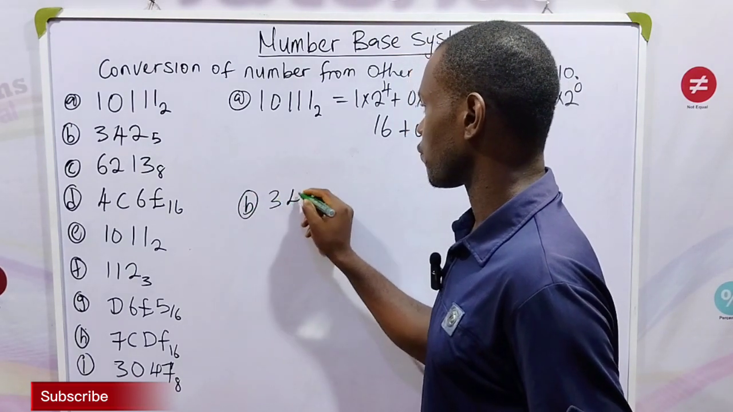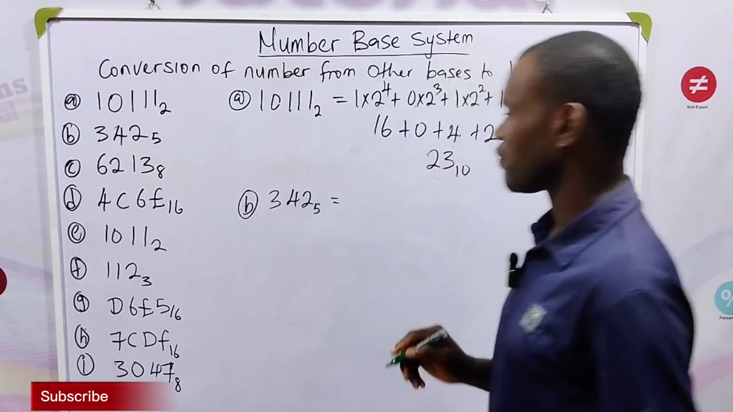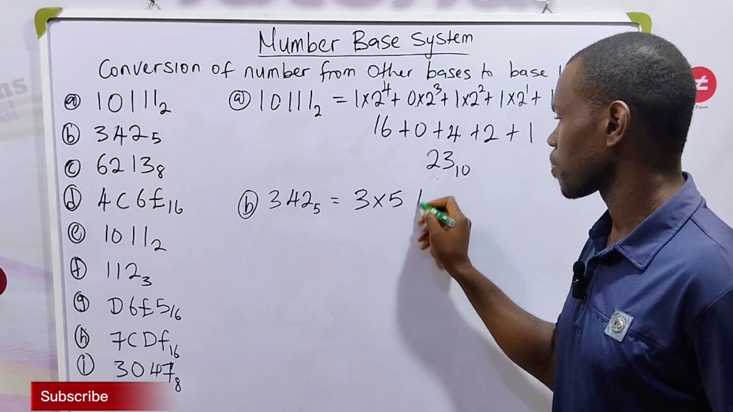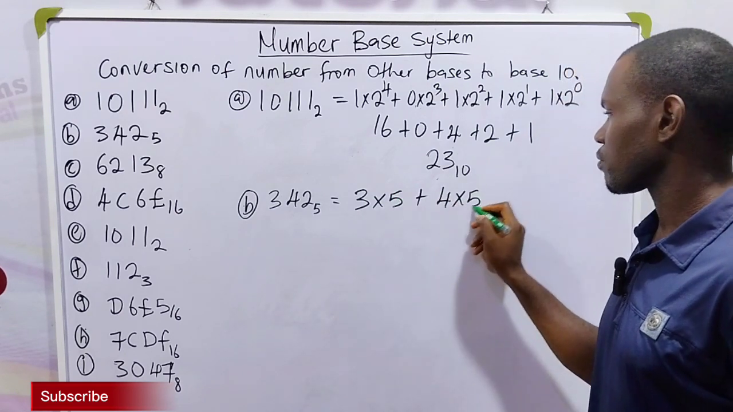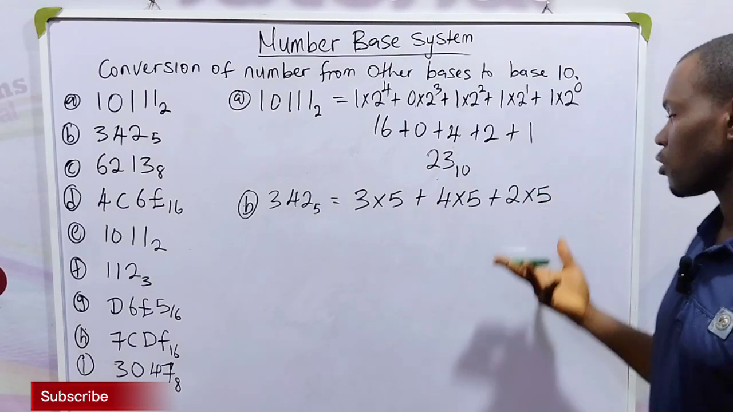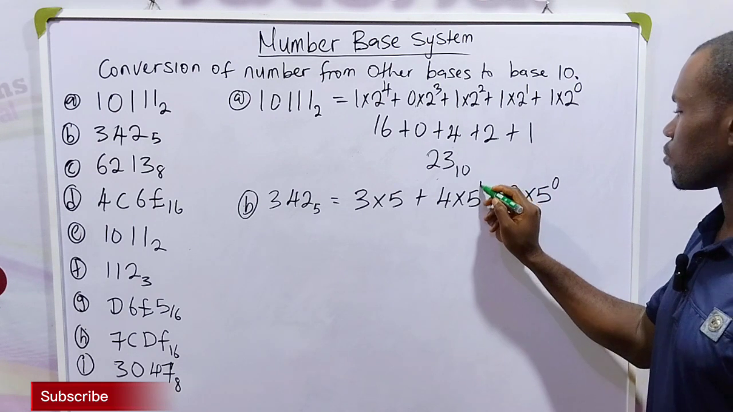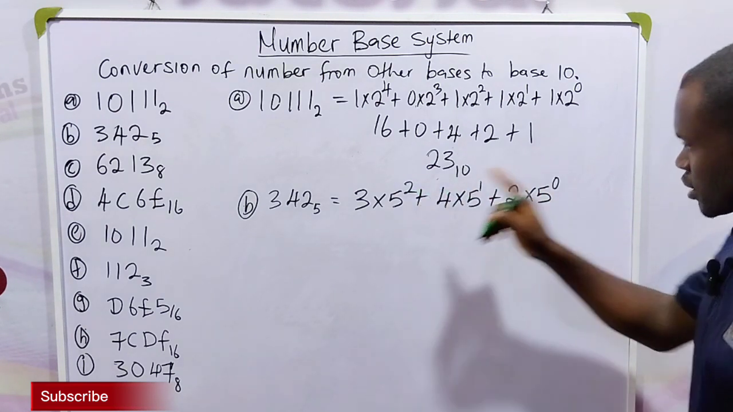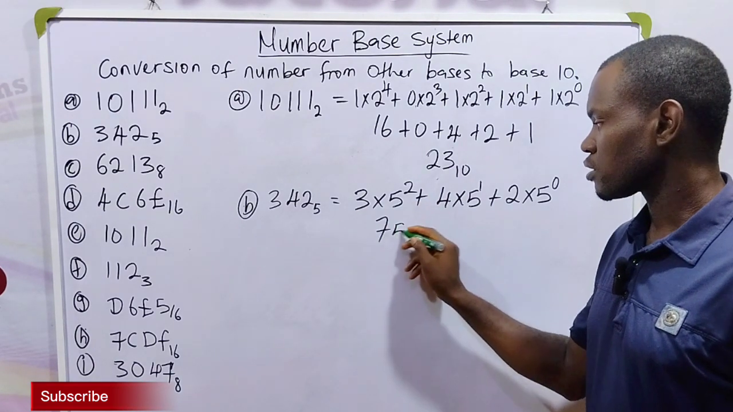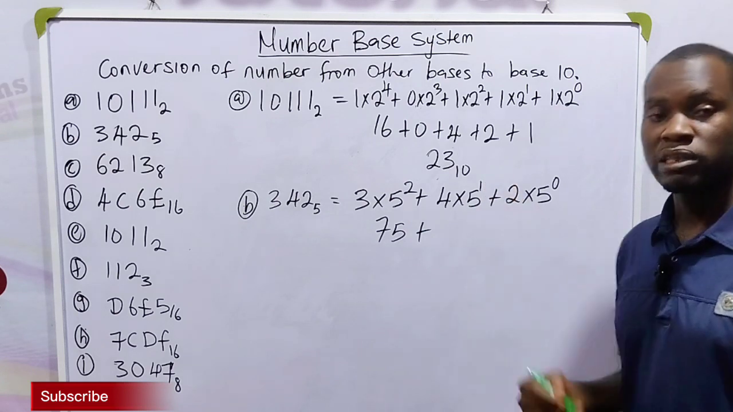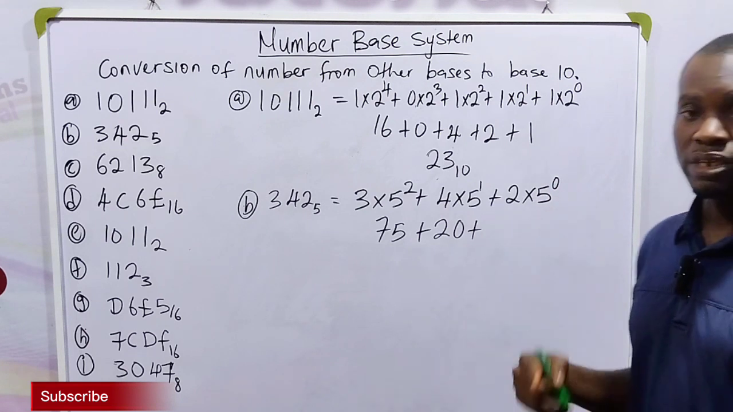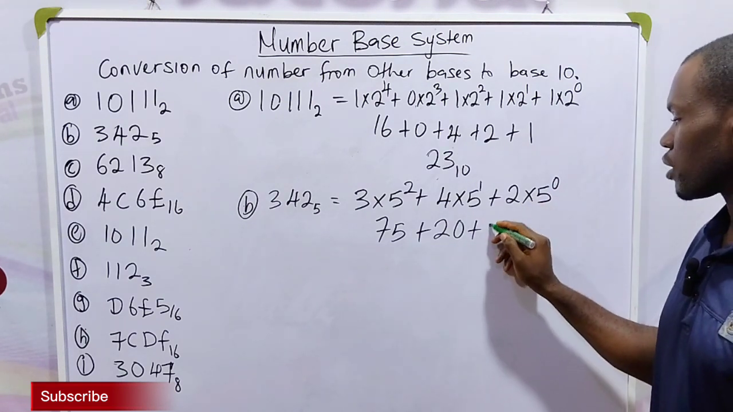I have 342 in base 5. So the first thing we do is to expand it completely. That means we have 3 times 5 plus 4 times 5 plus 2 times 5. Then assign your indices, or you call it your powers, 0, 1 and 2. Now 5 raised to the power of 2 is 25. 25 times 3 will give us what? 75. 5 raised to the power 1 is 5. 5 times 4, we have 20. 5 to the power 0 is 1. 1 times 2, we have 2.